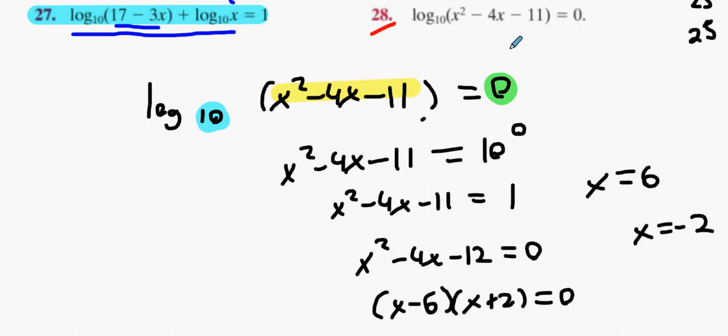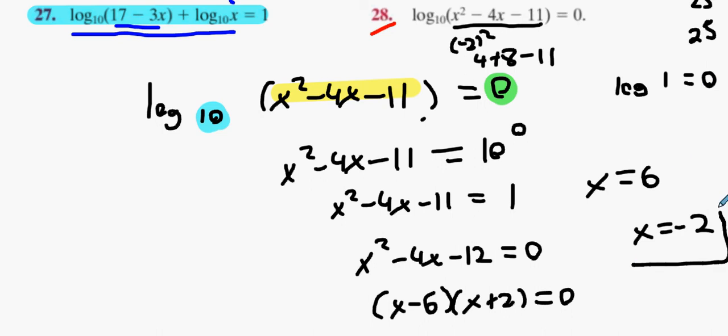Look back up at the original question. Is minus 2 feasible? Let's find out. Minus 2 squared is 4. Minus 4 times minus 2? So you have to test out both of them. Minus 4 times minus 2 is plus 8. Take away 11. What's 12 take away 11? 1. Is log 1 0? Yes, it is. Minus 2 is a feasible answer.